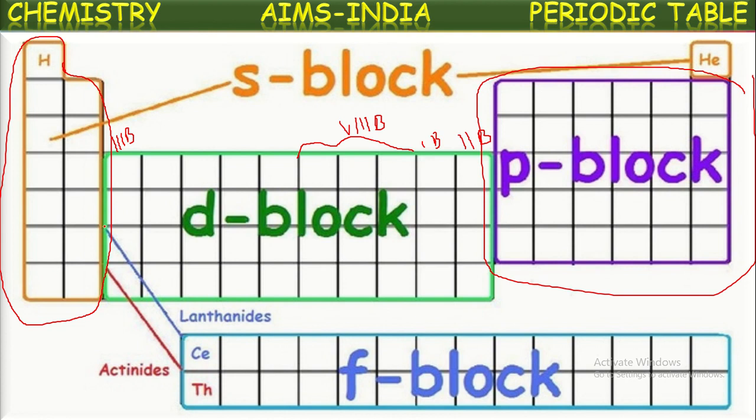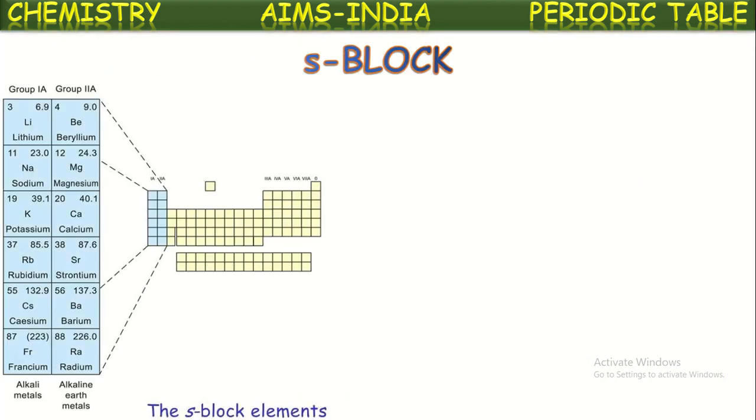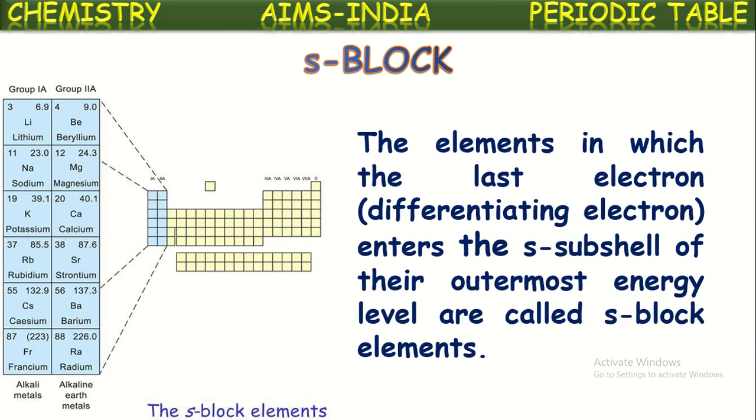And we discussed at the start, certain elements are written at the bottom of the periodic table to make it convenient. 14 elements, cerium to lutetium, thorium to lawrencium. These elements have their outermost electron or valence electron in their f subshell. So they are considered as f block elements. Okay, let us see in detail about these blocks once again. s block elements. These are the first two columns in the modern periodic table. They are called s block elements because for these elements their differentiating electron entered the s subshell.